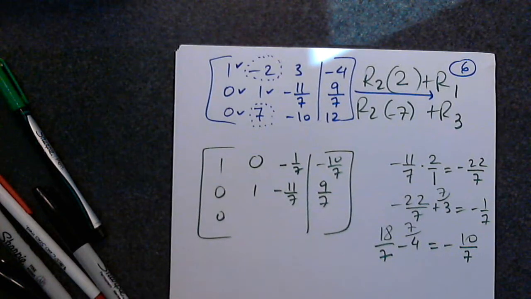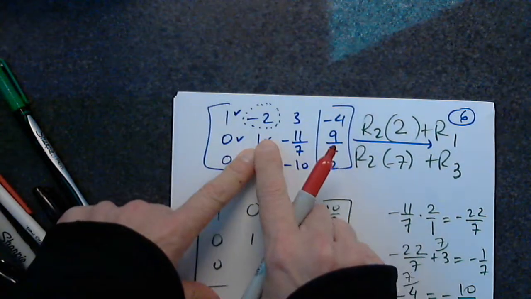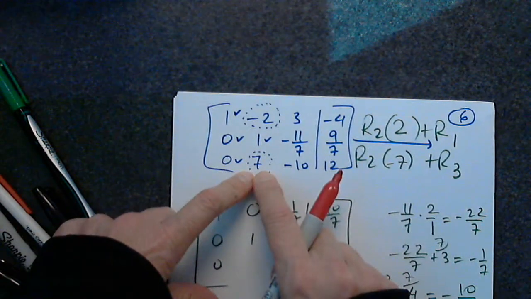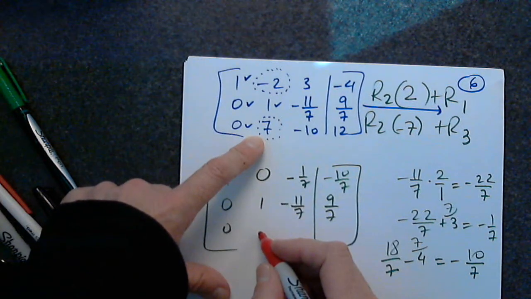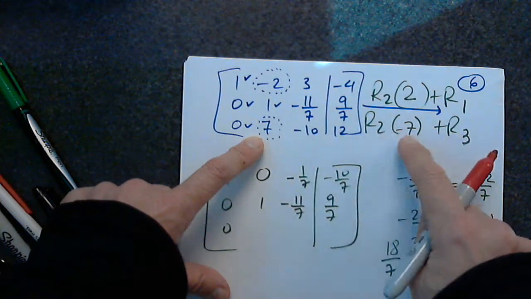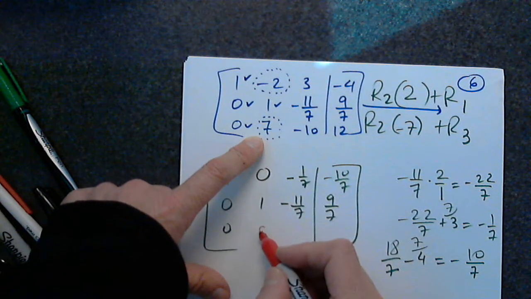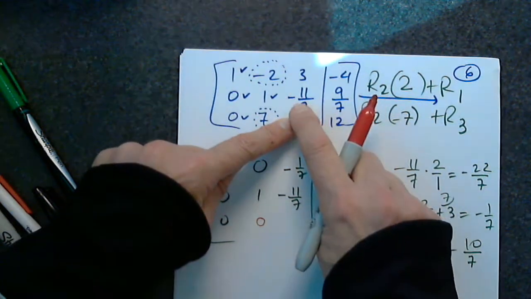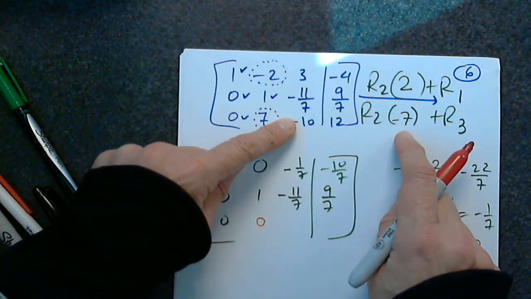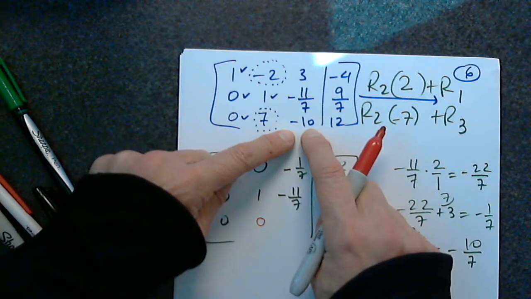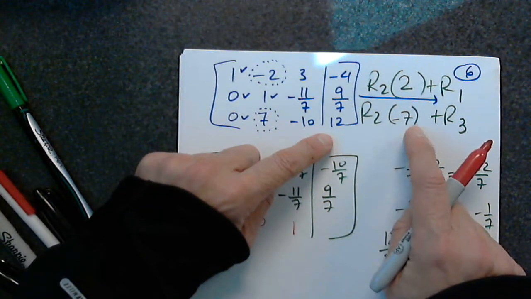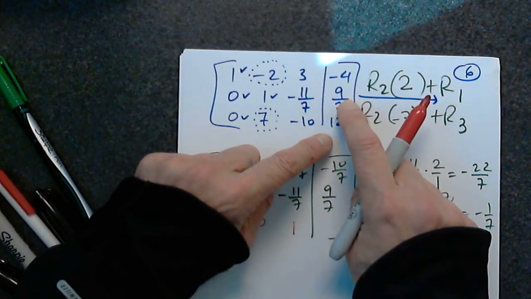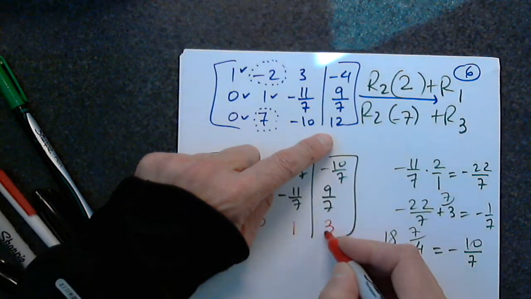Okay. 1 times negative 7 plus 7. Good. Now this is nicer. Negative 11 over 7 times negative 7 is 11. 11 minus 10 is 1. 9 over 7 times negative 7 over 1 is negative 9. Negative 9 plus 12 is 3.